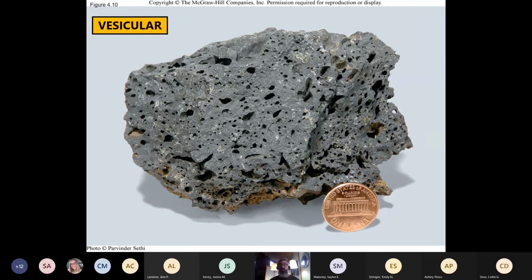So vesicular texture simply is a result of a high gas content of the magma. It was cooling as the gases were coming out of solution. If you could flash freeze a Coke as soon as you opened it, you might get something similar. You might get a Coke popsicle that had an awful lot of holes in it.